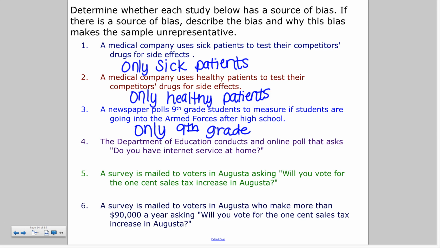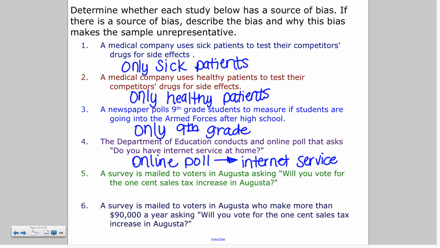All right, number 4. The Department of Education conducts an online poll that asks, do you have internet service at home? This one's kind of funny to me, but it's an online poll asking if you have internet service. Now, this wouldn't be so bad if they had parents come in at school, but then again, it becomes convenient, which we will get to. Okay?